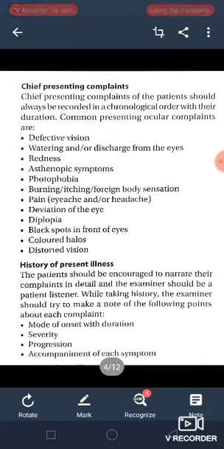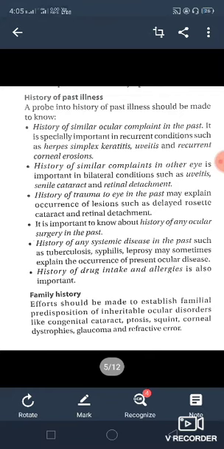And then we should note down the history of present illness. The patient should be encouraged to narrate their complaints in detail, and the examiner should be a patient listener. While taking history, the examiner should try to make a note of the following points about each complaint: mode of onset with duration, severity, progression, accompaniment of each symptom.